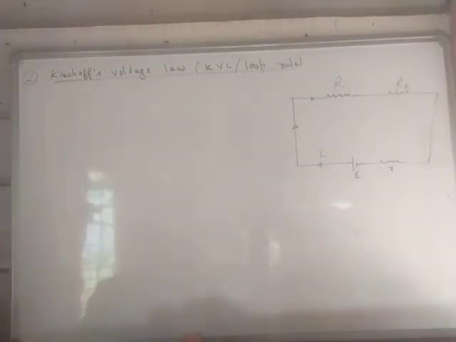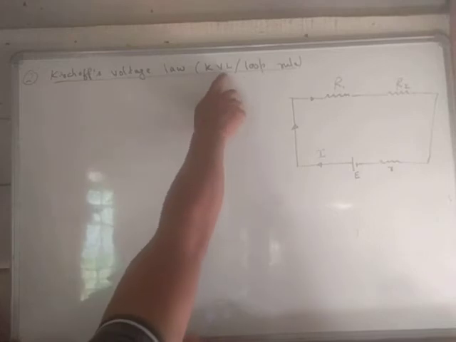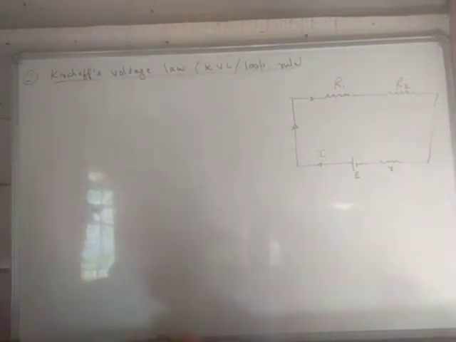Kirchhoff's voltage law, which is the second law of Kirchhoff's. This Kirchhoff's voltage law is sometimes known as KVL in short, or the loop rule. When I say loop, it means a closed path. A loop is a closed path. So in this law, we shall deal with a circuit which is a closed circuit. And first let us see what is the statement of this law.